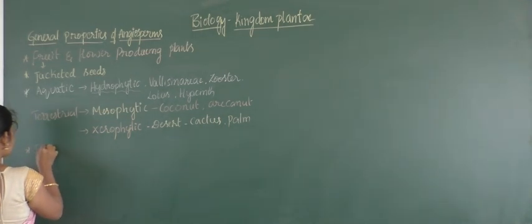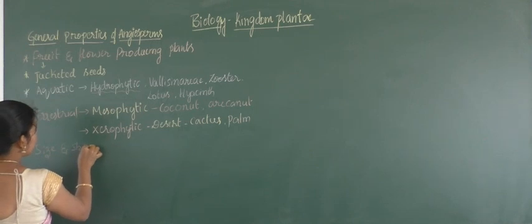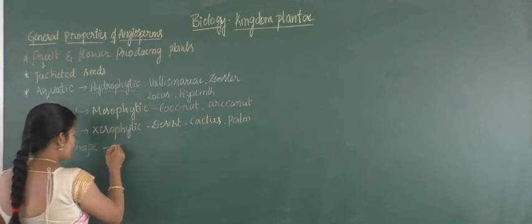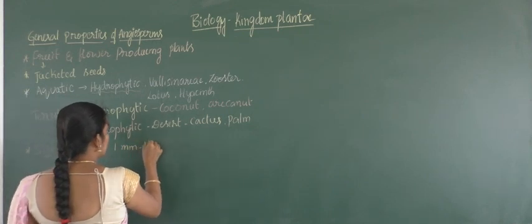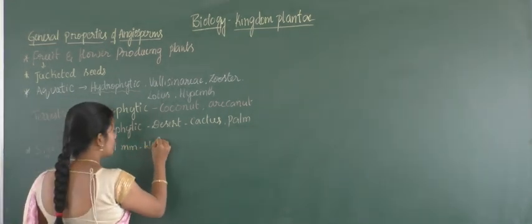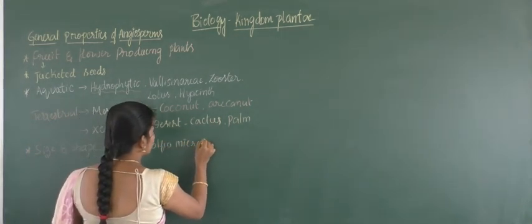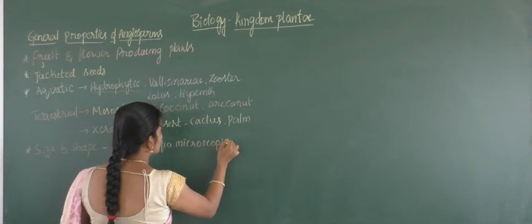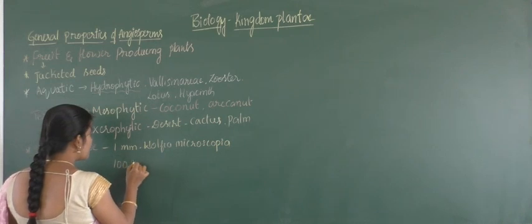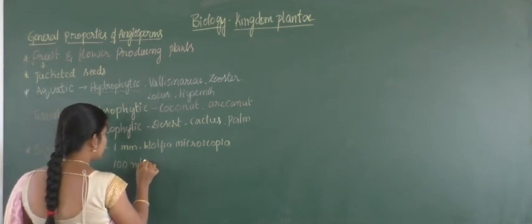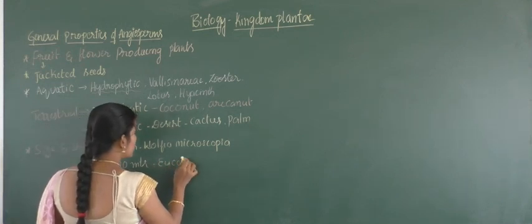Size and shape of the plant body. Here the minimum is 1 millimeter, and this is a one mark question. Wolffia microscopica is the smallest angiosperm, and the longest angiosperm is 100 meters long, example eucalyptus.